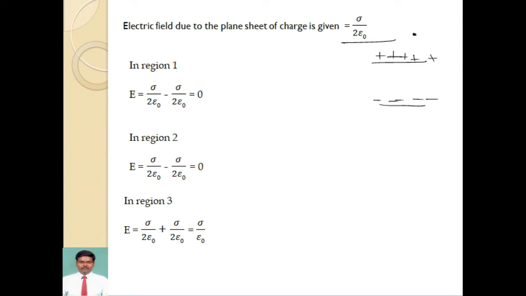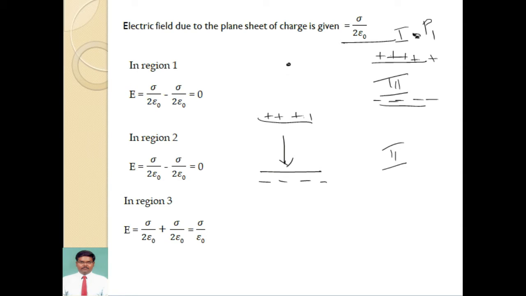Now I am going to take a point outside the plate. It's called P1, or region 1. This is region 2, and this is going to be region 3. So now the parallel plates are here, one positively charged, another negatively charged. So the field direction is like this: it starts from positive and goes to the negative.